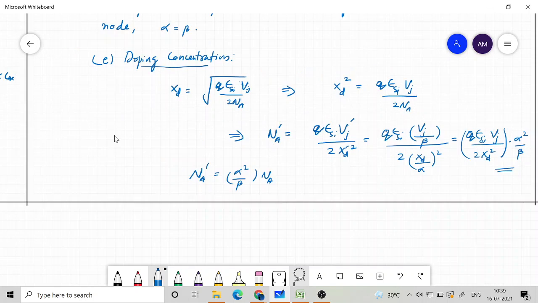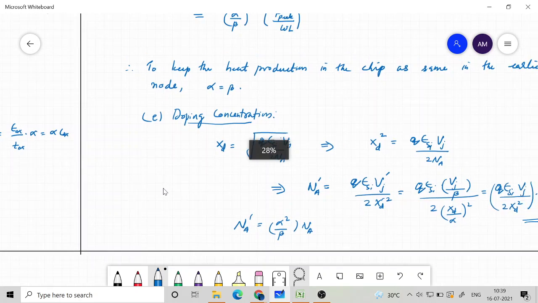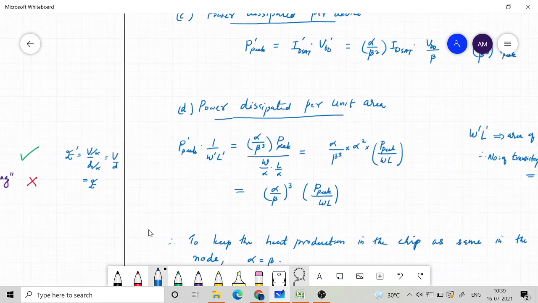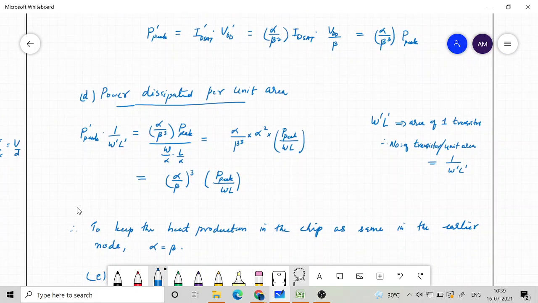Okay, so these are the major effects on the secondary parameters when you do the MOSFET scaling by going from one technology node to another. Alright, I will stop here.